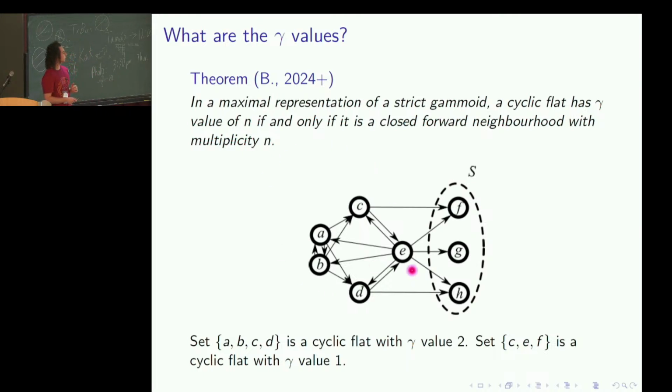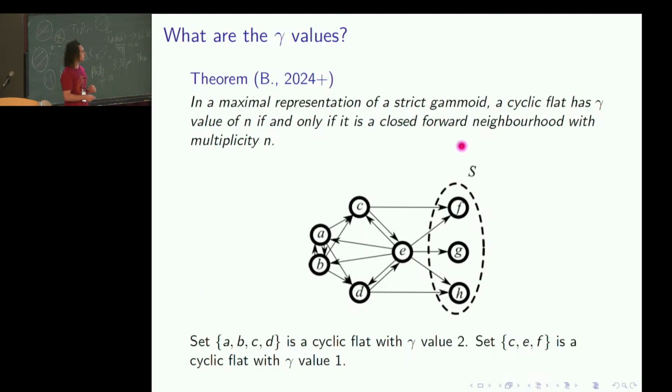So this C, E, F here is a closed forward neighborhood, and it's going to have a gamma value of 1. Whereas if I look at this other set over here, A, B, C, D, that's a closed forward neighborhood of A, but it's also a closed forward neighborhood of B. And because there are 2 vertices with that closed forward neighborhood, it has a gamma value of 2. So you can basically just read all the gamma values directly off the graph. It's very convenient. Every other cyclic flat that's not a neighborhood is going to have a gamma value of 0. We don't know the non-cyclic flat gamma values, but those aren't super important. We can get those later.